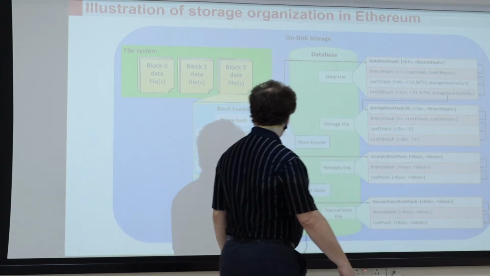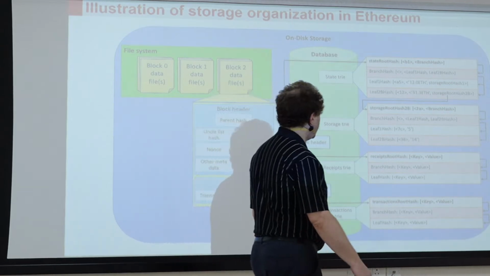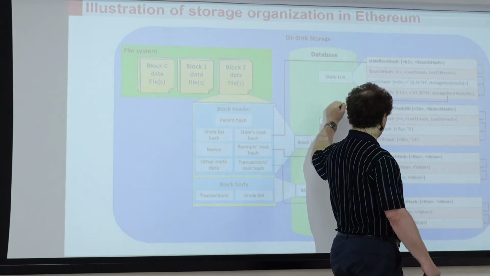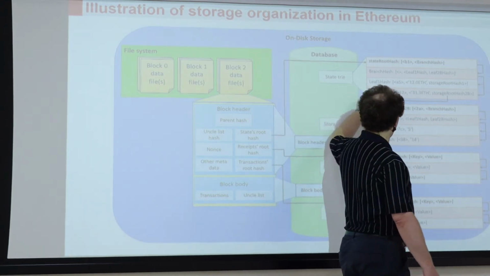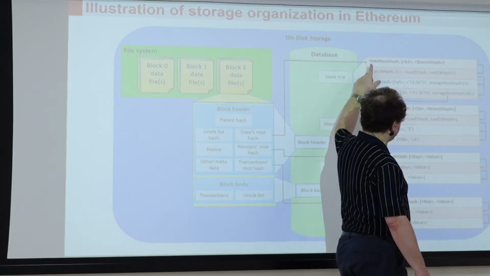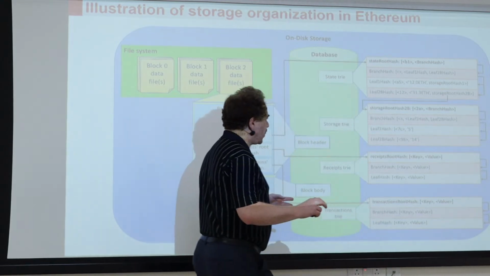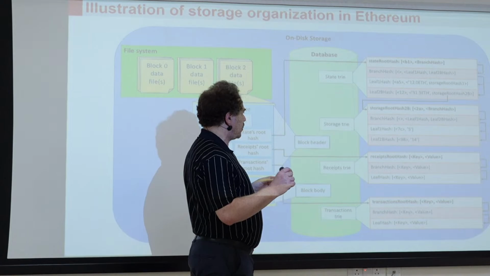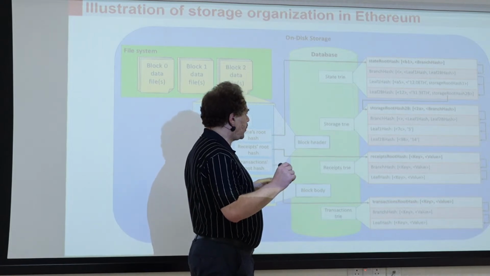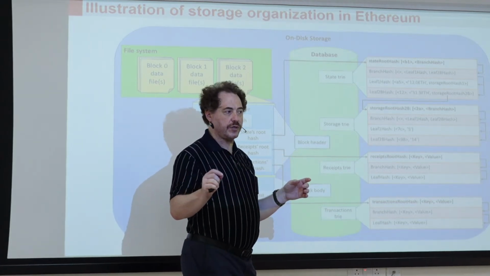So there are two leaves in our example, corresponding to two different accounts. Now, the leaf record in the database corresponds to one account, and it stores the root hash for the storage tree.